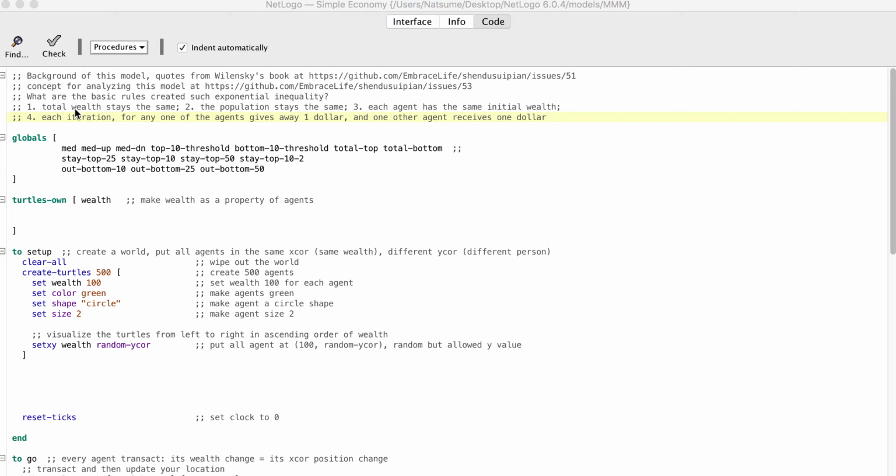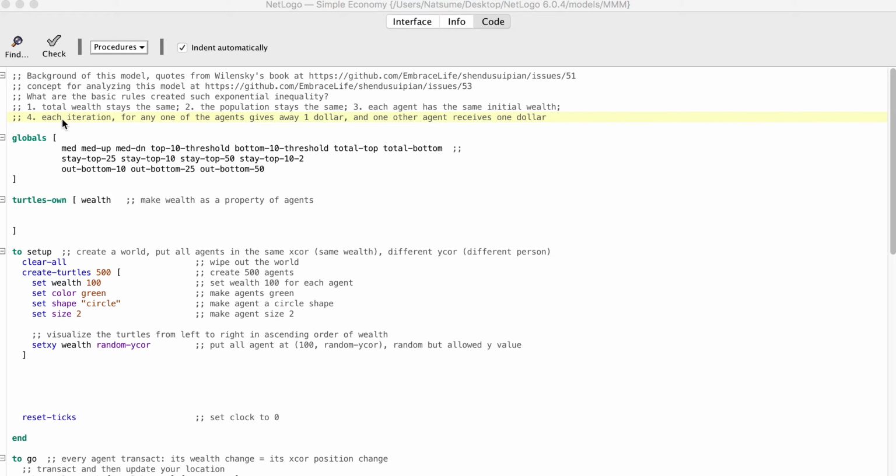The first rule is that the total wealth stays the same, no matter how long we iterate. The total population stays the same. Each agent has the same initial wealth.